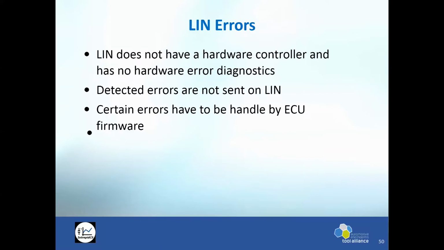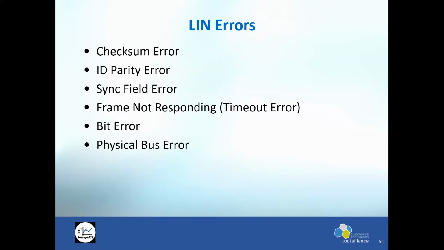LIN errors: LIN does not have a hardware controller, so there are no hardware error diagnostics. Detected errors are not sent on the LIN bus. All of the errors would have to be handled by the ECU firmware. So if you get a checksum miscalculation, you've got to decide what to do with that. There are checksum errors, ID parity errors, sync field errors. Maybe you don't get the 55, it turns out to be an AA or a 50 or something. Frame not responding, so you might have a timeout error: the master sends out a header only, but nothing gets sent back from the slave. You could have a bit error and a physical bus error.